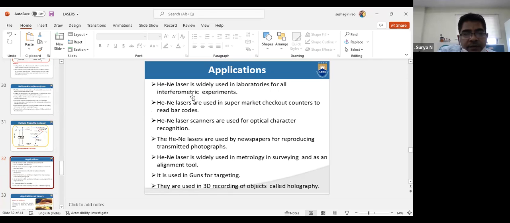Helium neon laser is widely used in laboratories for interferometric experiments. Helium neon lasers are used in supermarket checkout counters to read barcodes. Helium neon scanners are used for optical character recognition. The helium neon lasers are used by newspapers for reproducing transmitted photographs, and also used in metrology, in surveying and as an alignment tool. It is also used in guns for targeting. They are used in 3D recording of objects called holography.